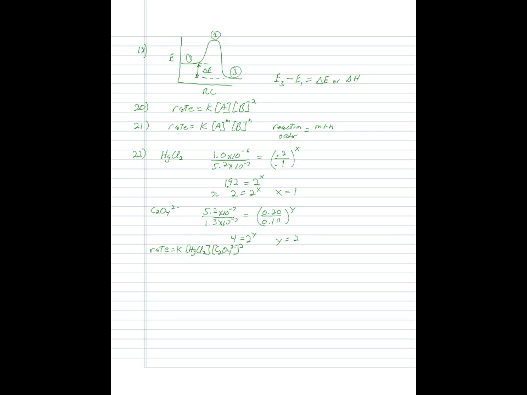And what we can do now to find the k is to pick any one of those three experiments, and it doesn't matter which one. We take the rate, we take the concentrations of the two reactants, plug them in, and solve for k. I just picked the first one just because it was there. So I did 1.3 times 10 to the minus 7 is equal to k times 0.1 times 0.1 squared. And when you do that and solve for k, I got 1.3 times 10 to the minus 4. And it's a third order, so that's going to have units of 1 over molarity squared seconds.